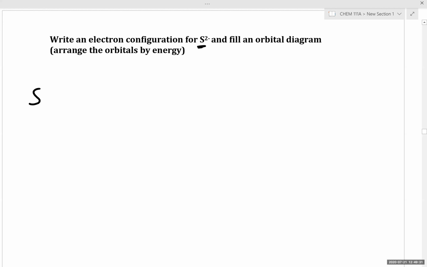So looking up sulfur's atomic number. Let's go to the periodic table. Sulfur's atomic number is 16. So our number of electrons is equal to our atomic number minus the charge. So for sulfur 2-, we have 18 electrons.